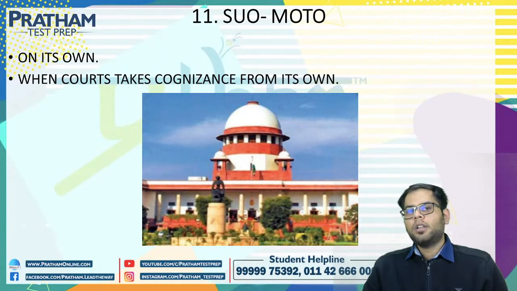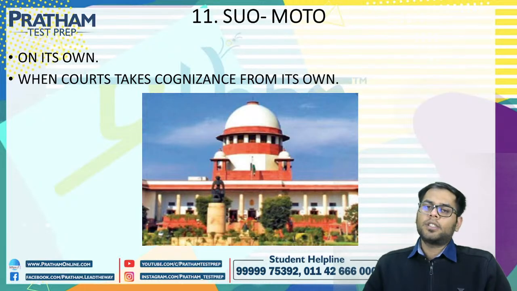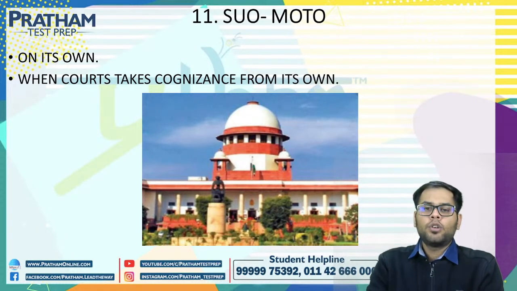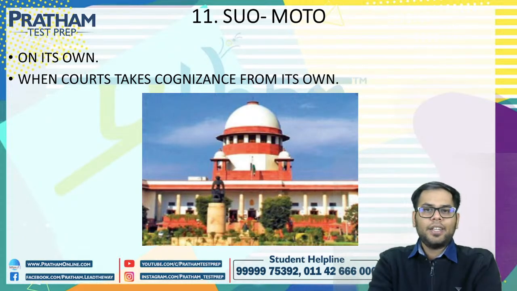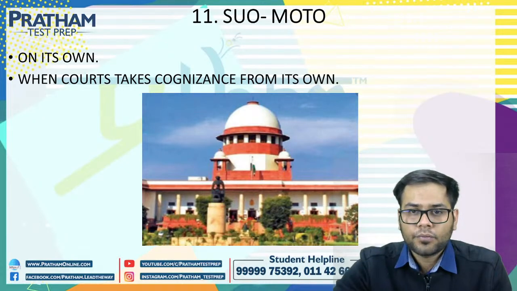So that is what the term SUO-MOTO exactly means. When the court takes cognizance of its own, there is no public interest litigation that is being filed. There is no special leave petition that is being filed. It is just the court's decision to take action on certain things that are happening in the country. So they take SUO-MOTO cognizance. So a High Court can also take SUO-MOTO cognizance, and a Supreme Court can also take SUO-MOTO cognizance.